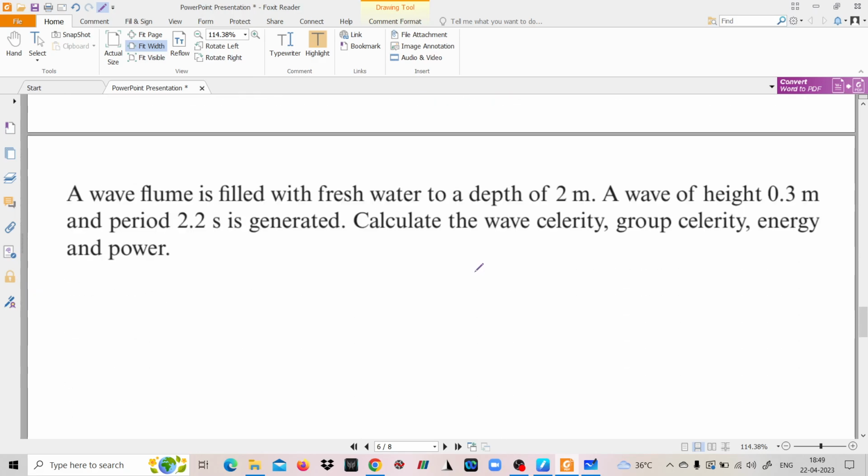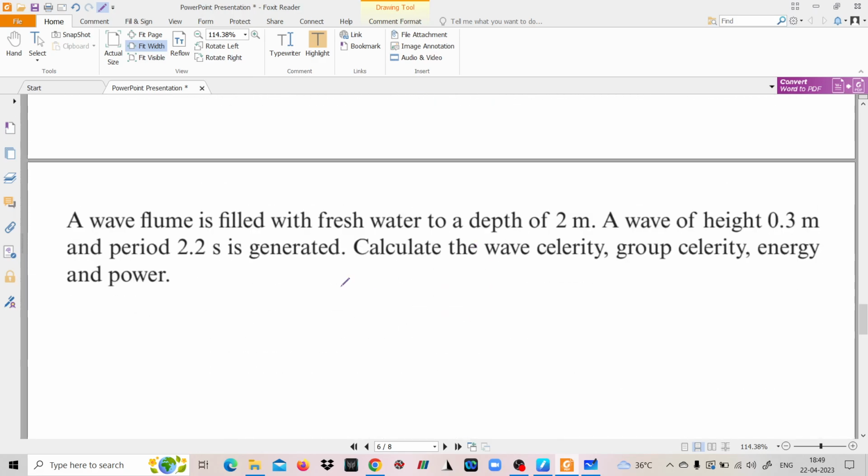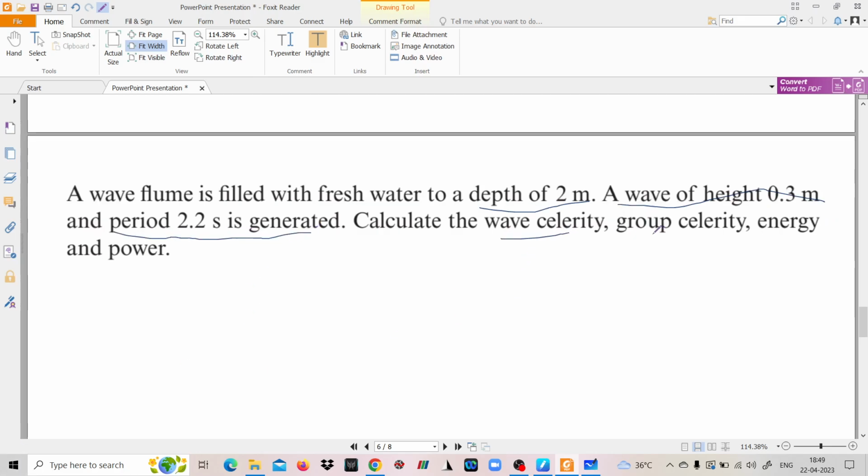Now let us look at a problem, a very simple problem. A wave flume is filled with fresh water up to a depth of 2 meter. A wave of height 0.3 meter and period 2.2 second is generated. You have to calculate the wave celerity, group celerity, and energy and power. Please try this problem.